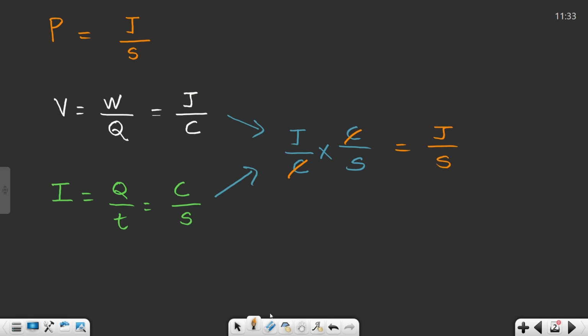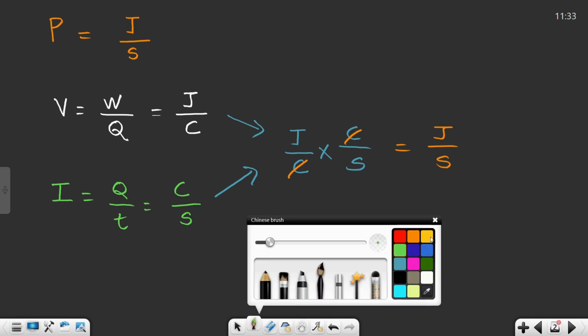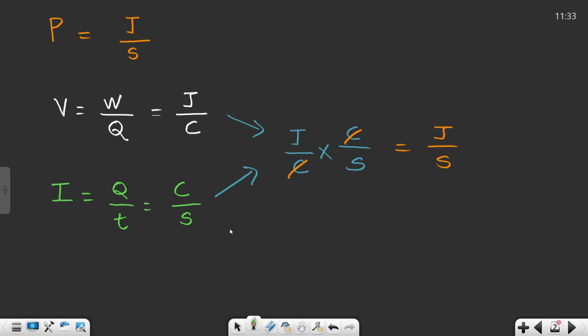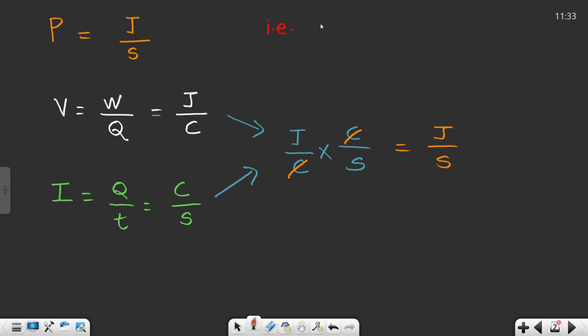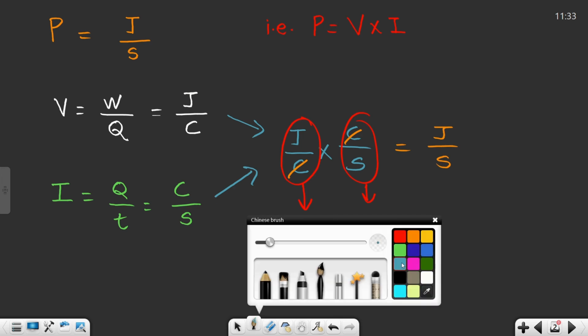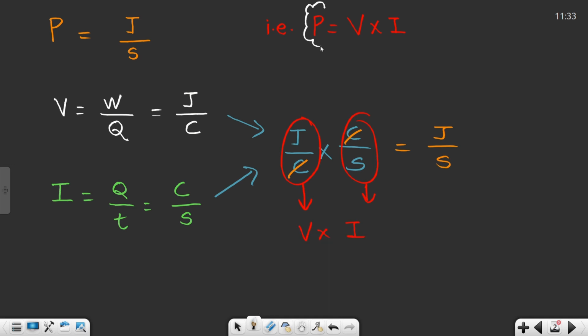That means the formula for power will be power equivalent to V times I. Why? Because this is the unit for voltage, times this, the unit for current. Voltage times current. So this is the actual formula for power. I really hope that you are able to understand this.